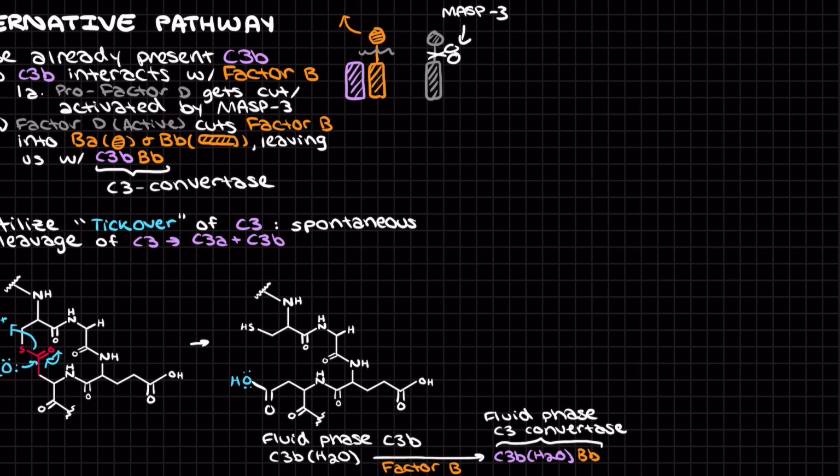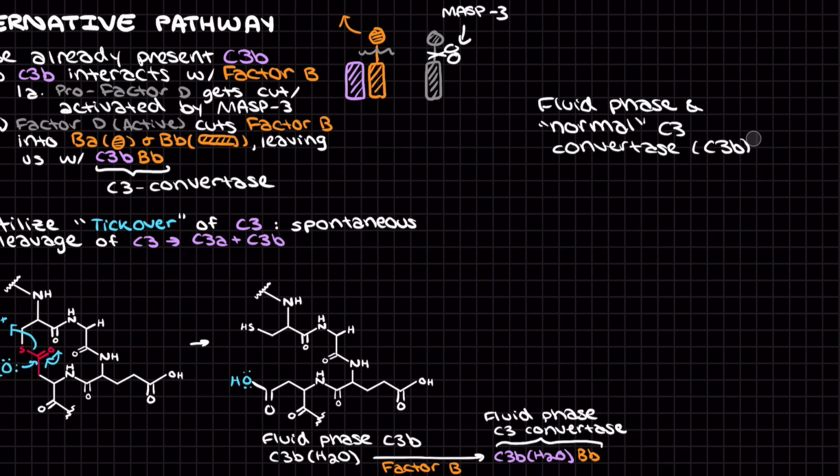So the last thing that we need to discuss with the alternative pathway has to do with the stability of these C3 convertases. And the fact of the matter is that they're actually quite unstable. So both fluid phase and our normal C3 convertase, that with C3b included, is unstable.